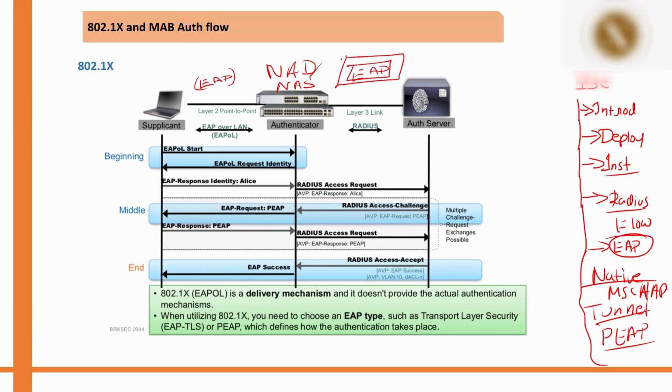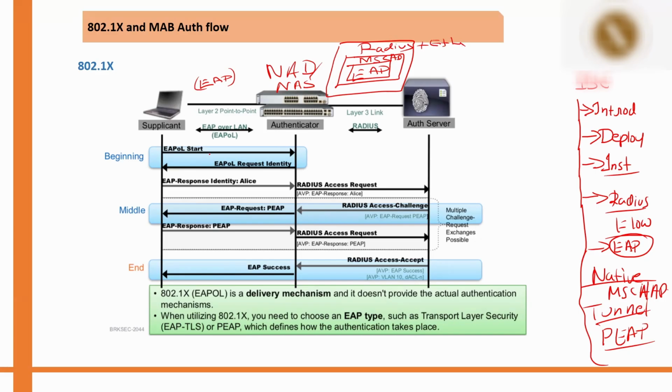EAP does not carry the credentials with it, but if it wants to take them from point A to point B, it needs some other protocols like MS-CHAP v2 or PEAP, right? Like that. And then on top of that, it is RADIUS between the authenticator and the authentication server. We know this, plus the Ethernet encapsulation, everything will happen.